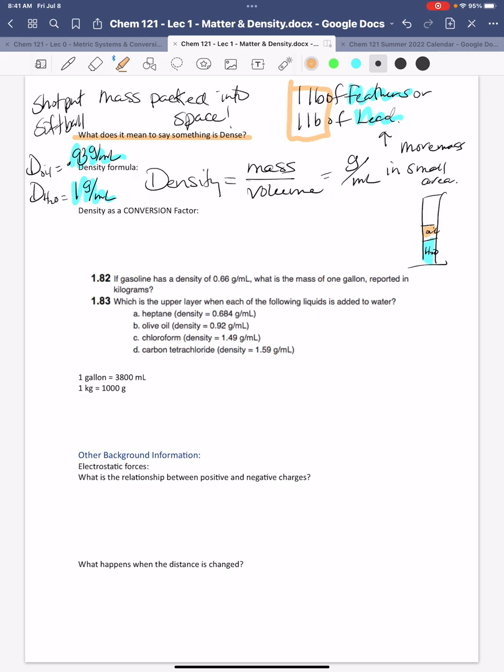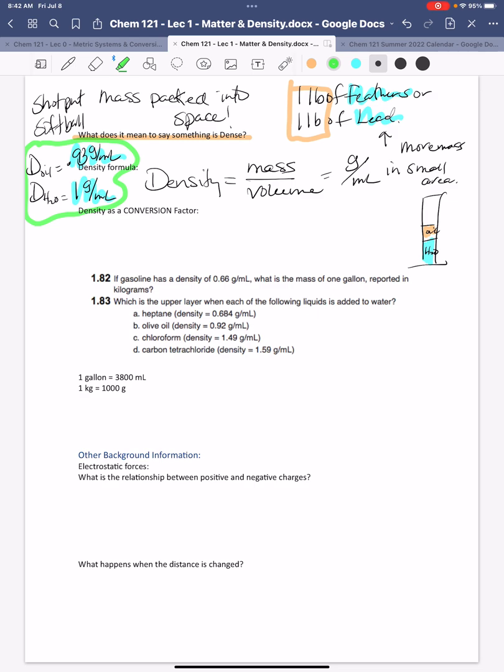Okay, so basically what I want to point out here is density is a measurement of how much mass is packed into a specific volume. We can actually use density as a conversion factor. I'm going to show you how that might work. We've given you a couple of densities here, but I want you to see how that can be used as a conversion factor.